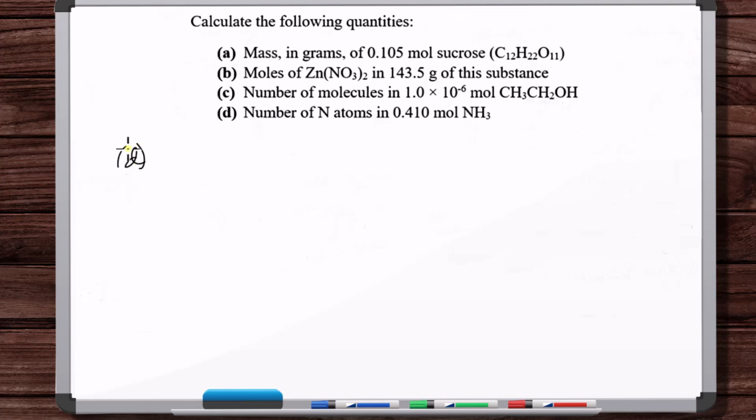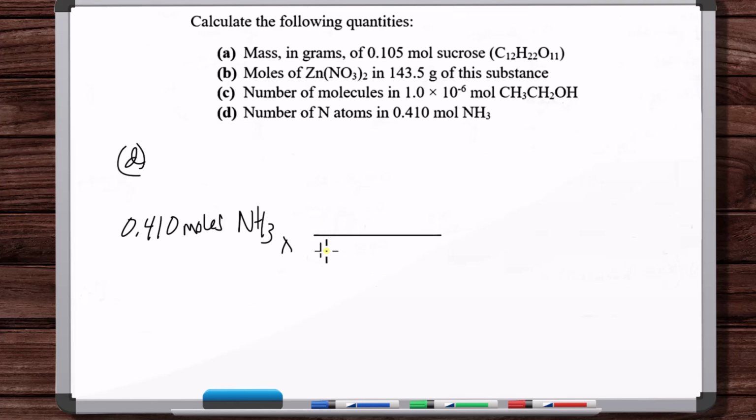Okay. How many nitrogen atoms are in 0.410 moles of NH3? So we have a count of NH3 molecules, 0.410 moles of NH3. That's a count, right? We could easily convert this to an actual count of NH3 molecules. And since we're trying to count nitrogen atoms, let's do that.